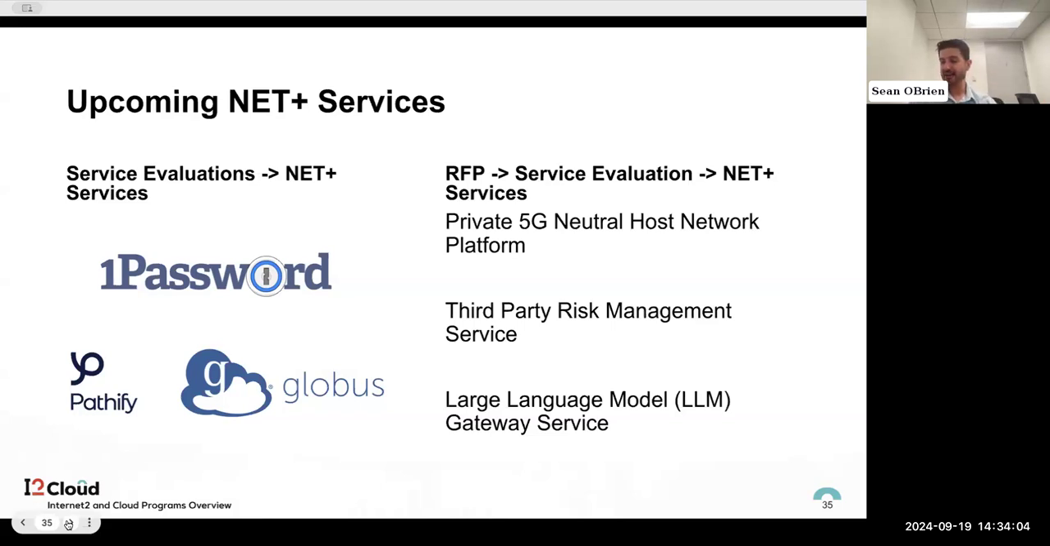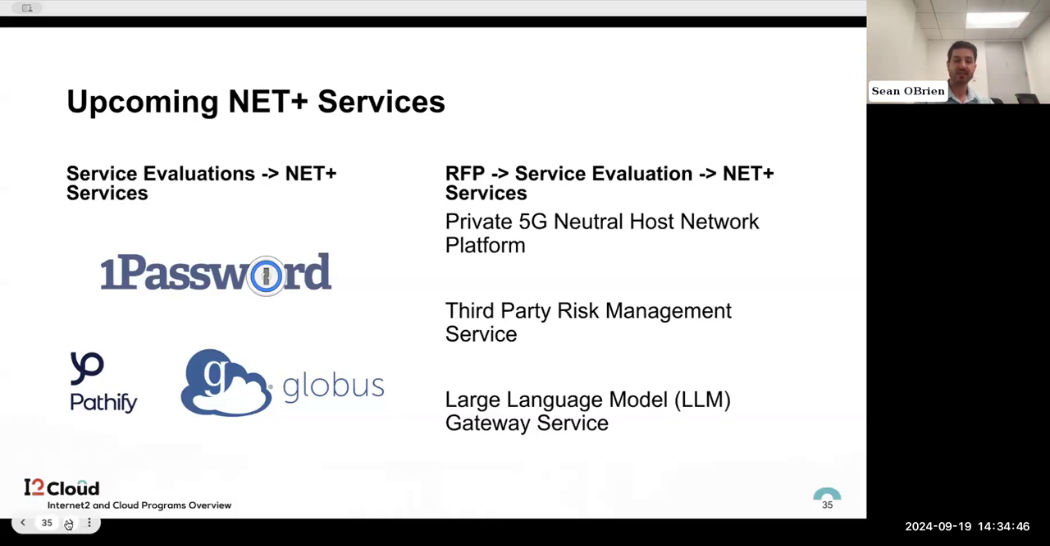When you look at the right-hand side of the screen, those are the ones where we do an RFP, where we know we need a service to fit this function. We know if we're going to do enterprise scale adoption of large language models, we need a gateway service to provide basic functionality, but we don't know who we want to work with. Those RFPs are done in a way that matches the standards needed for public procurement.